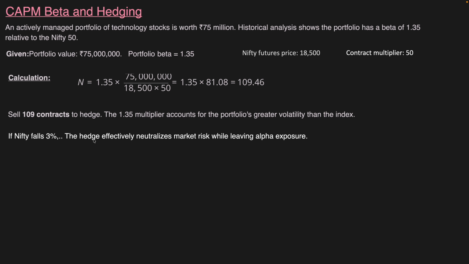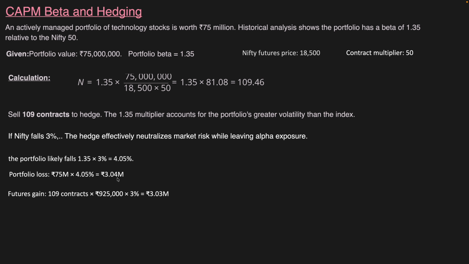So if the Nifty falls 3%, the hedge actually neutralizes market risk while leaving the alpha exposure. Any alpha exposure will not be taken care of. It will only take care of the market risk. So if Nifty falls 3%, the portfolio will fall 4.05%. So the portfolio loss will be 75 million into 4.05%, that is 3.04 million, whereas the futures gain in 109 contracts is 9,25,000 into 3% of it, because if Nifty falls 3%, you have taken a short position in the Nifty index, so you will gain 3.03 million. See, it is almost the same.